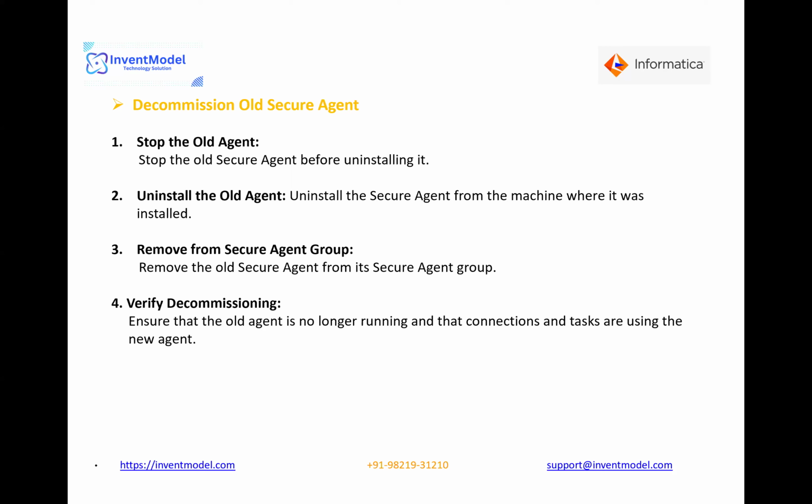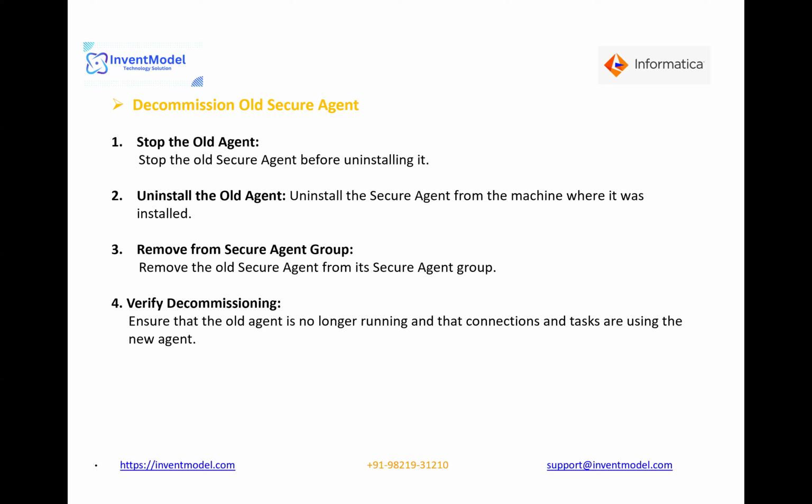So first we have to stop the old agent, and then for the next step we uninstall the old agent. To uninstall the old agent, we can go to the server where this old agent is installed, and from there we can choose that secure agent and uninstall it. So now the third step is remove from secure agent group. Because this secure agent is already configured in the secure agent group, we need to remove it from the secure agent group as well.